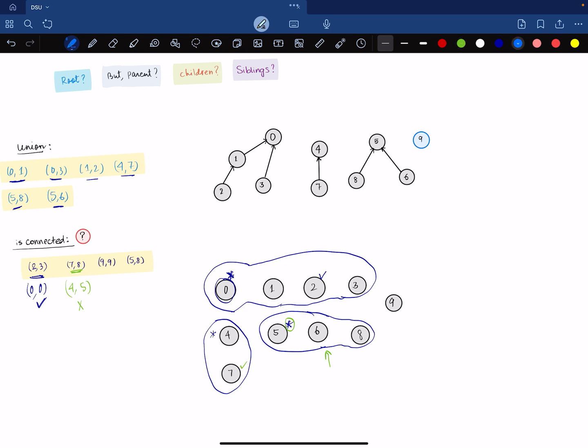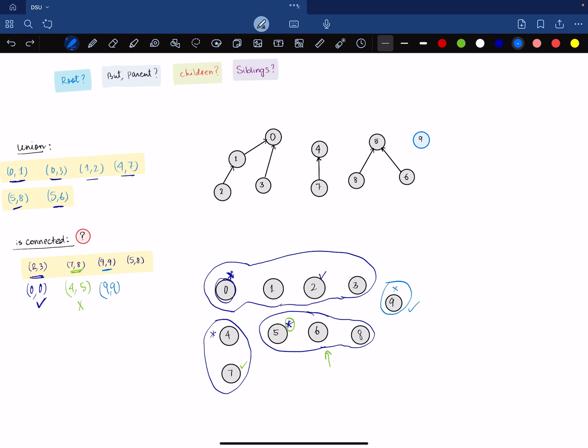Now we again ask ourselves, hey, are 9 and 9 connected? Okay, let us see. The root of 9 is 9 itself. So yeah, 9 and 9 are connected, which should be obvious because from 9, we can come back to 9, and from 9 again, we can come back to 9 again, okay?